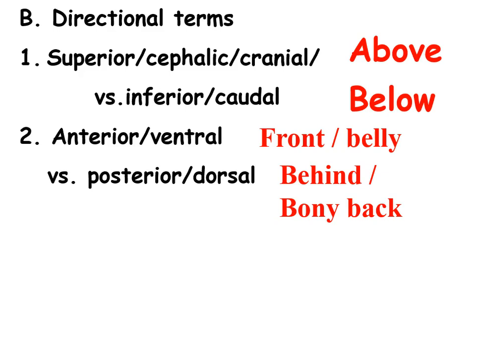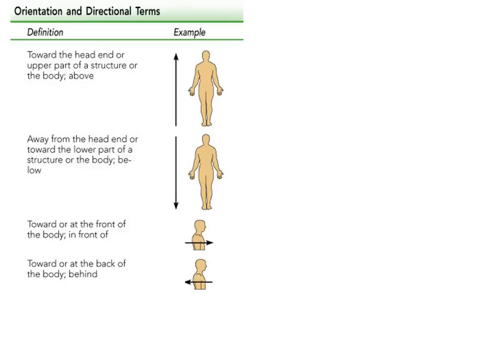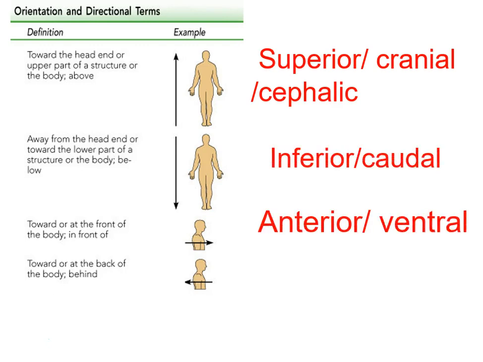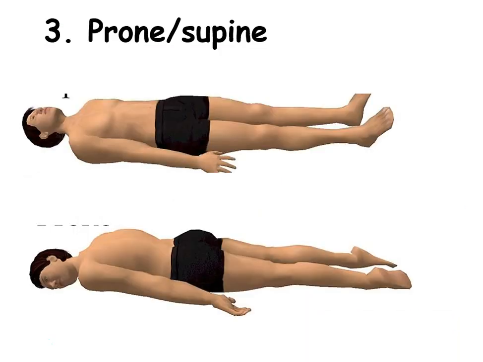So I might say that my heart is what to my spinal column. My heart is anterior. It's in front of my spinal column. My spinal column is what to my heart? It is posterior or dorsal to my heart. So superior, above, inferior, below. Anterior and ventral in front of, posterior and dorsal behind.